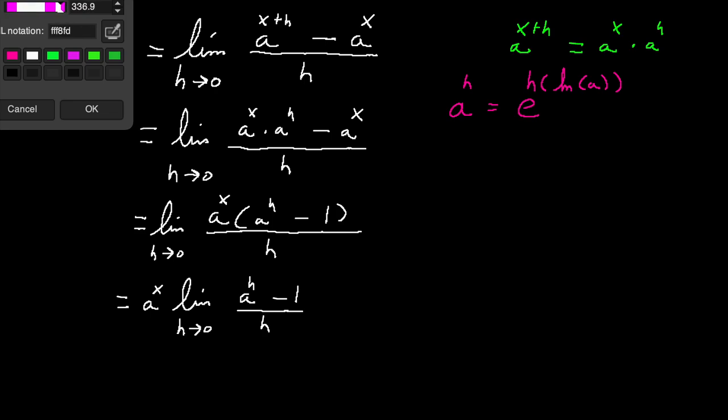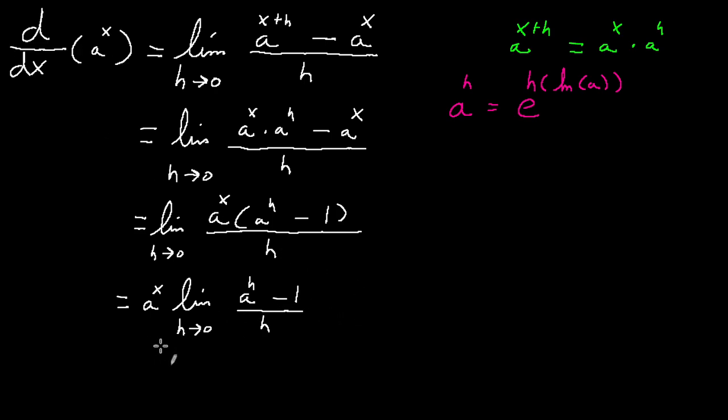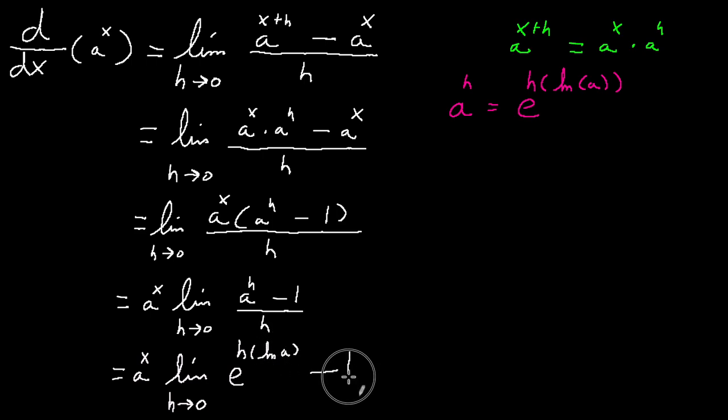So if that's true, let's see what it might do. So this is a to the x. Again, that's the thing I'm trying to take the derivative of, and now it popped out. So that's kind of crazy. The limit as h goes to 0, and now we have something even uglier than what we started with: e to the h natural log of a, minus 1, over h. Okay, now h is going to 0, right?